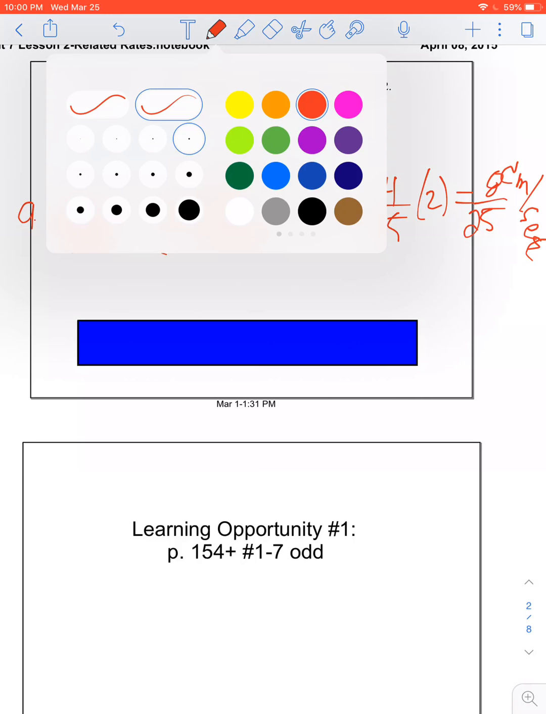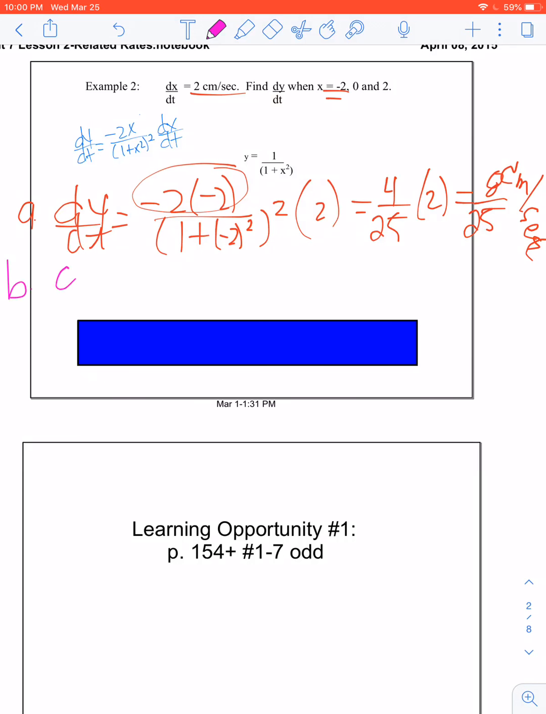All right, let's do part B. Part B is going to be dy/dt, and this should be nice. Where I see these negative 2's, what are we putting in there? We're putting in zeros. So when I put in 0, that means the numerator is 0. I don't need to do any of the other work. I get 0 centimeters per second.